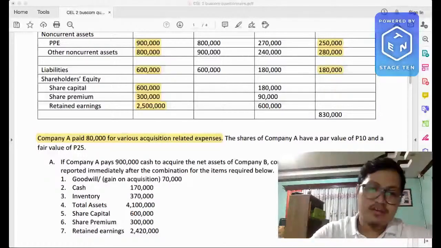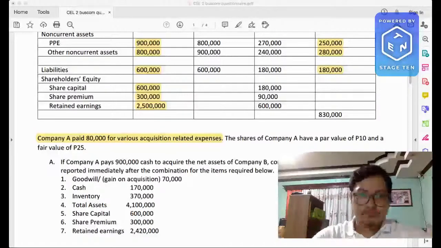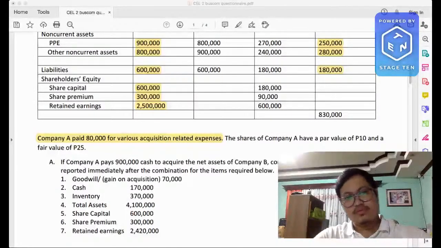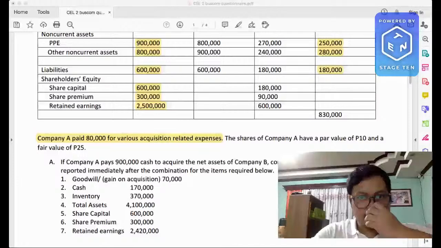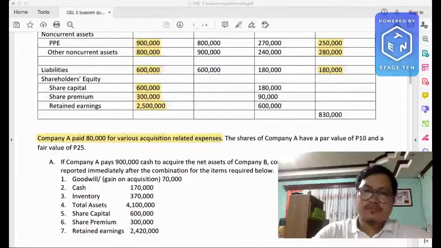for the stock issuance cost. Okay, since the problem stated that stock issuance cost amounted to 70,000, that means this is the amount that would be charged to your share premium or to be deducted to your share premium.